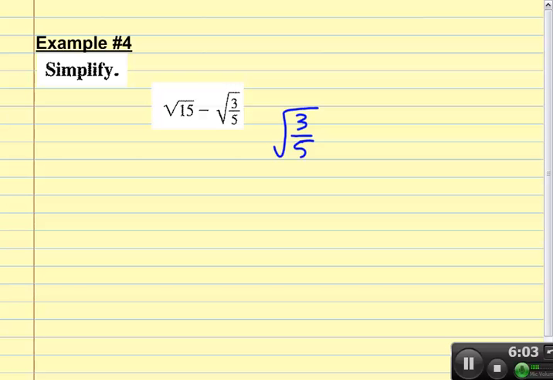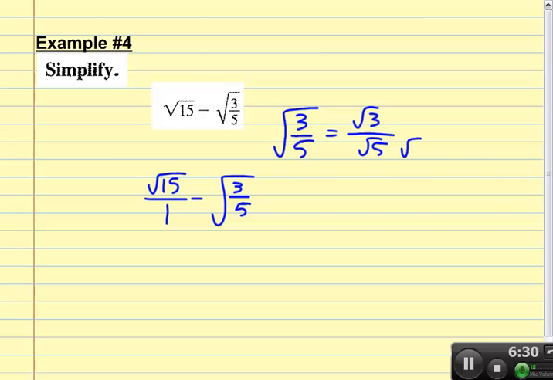All right. Now, remember, I want a common denominator here, okay? Really what I have here is root 15 over 1 minus square root of 3 over 5, okay? Now, I'm going to rationalize this denominator. Remember, we did this in yesterday's lesson. So this is root 3 over root 5, yes? Okay? Multiply the bottom by root 5 and the top by root 5. And I'm going to get root 15 over 5.